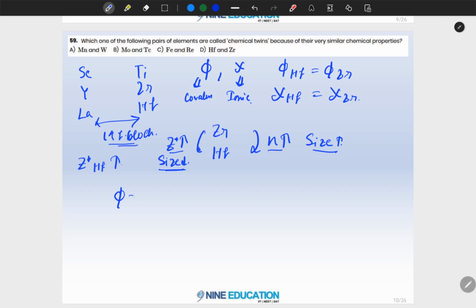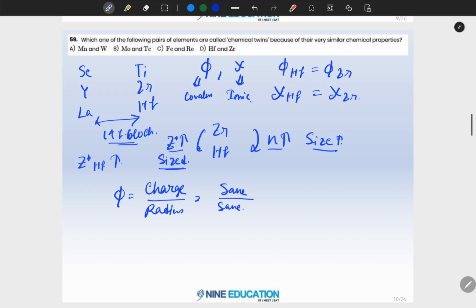So ionic potential, the formula is cationic charge by radius. Since zirconium and hafnium belong to the same group, their cationic charge will be the same and their radius will also be the same. Just now we have discussed that because of the increase in principal quantum number, there will be an increase in size, but at the same time, when we move from zirconium to hafnium, there will be an increase in the value of Z star as well. Because of that, there will be a decrease in size. So overall, there will be no change in the size. So their radii are also the same. So that's why they will have the same values of ionic potential.